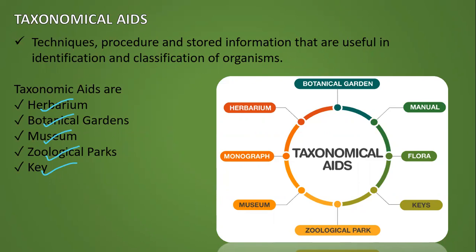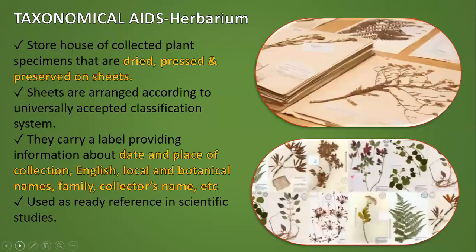Okay, so look: botanical garden, herbarium, monograph, museum, zoological park, key, flora, and manual. Clear, everyone? So let's discuss in detail about each one. Questions have been asked from all these taxonomical aids. So first we will be discussing about the herbarium.